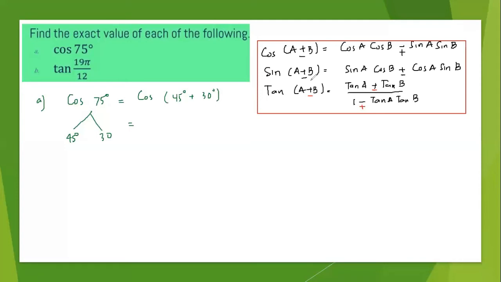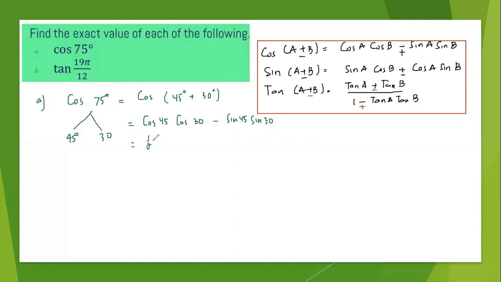So what's the question? The question is cosine 75 degrees. The modification is 45 and 30. Go! Cosine 45 cosine 30, right? Negative sine 45 sine 30. Right, everyone?